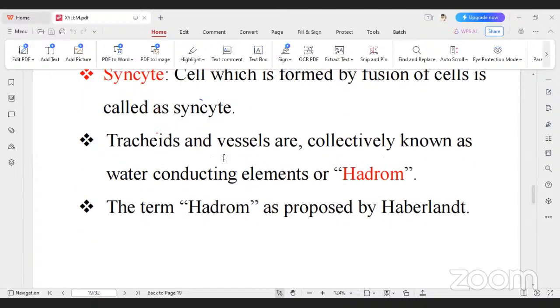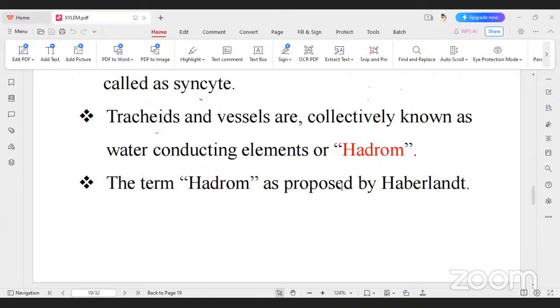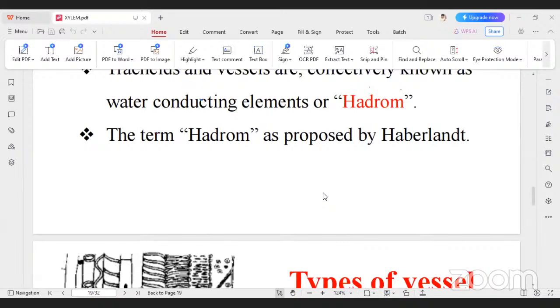Tracheids and vessels are collectively known as water conducting elements, or hadrome. Another name, both are hadrome. That means hadrome means tracheids and vessels. The term hadrome was proposed by Haberlandt.